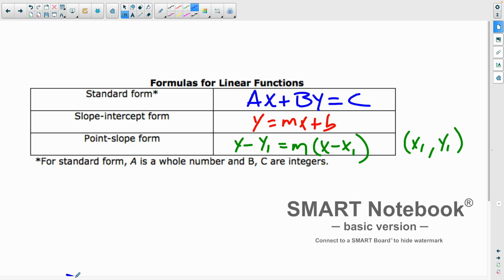Now, some people like standard form because it looks pretty, because there's no fractions, no decimals, anything like that. But a lot of times it's not super helpful. Looks good, but not really helpful. Everybody good? Alright, let's keep going.